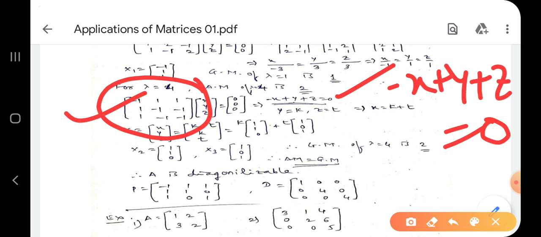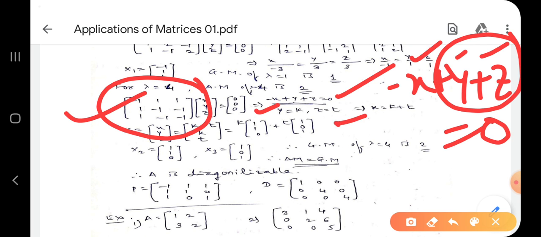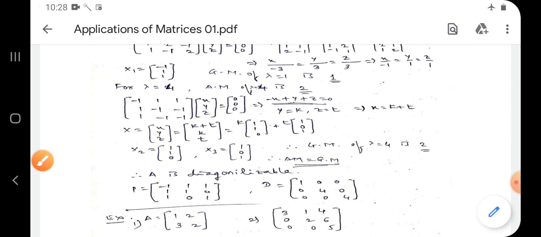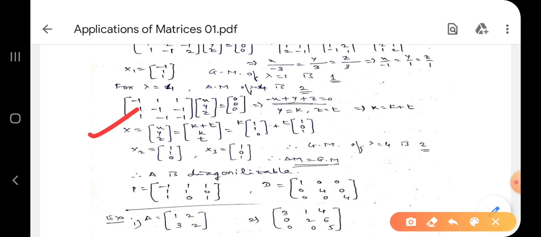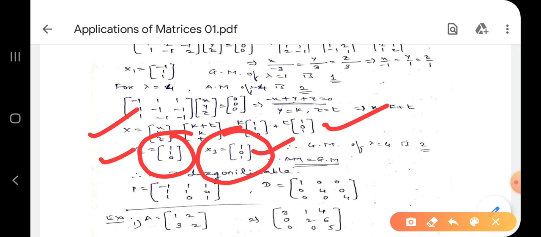And how many unknowns? 3 unknowns. So for 2 unknowns I have to give some value. So I put y equal to k, z equal to t. Therefore x is equal to k plus t. Now using this concept, I can find the eigenvector x, y, z, writing k separate, t separate, as we did in eigenvalues and eigenvectors. You just remember that concept and find x2, x3. So how many vectors are here? 2 vectors. Therefore the geometric multiplicity of lambda equal to 4 is 2.